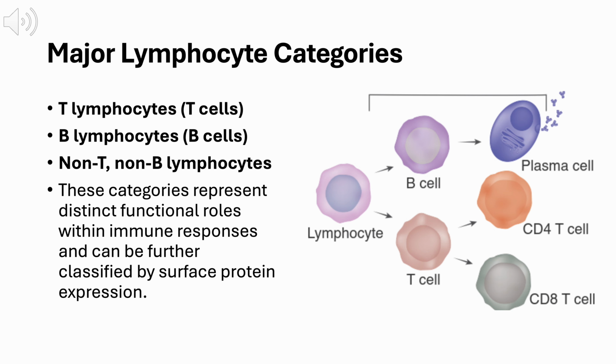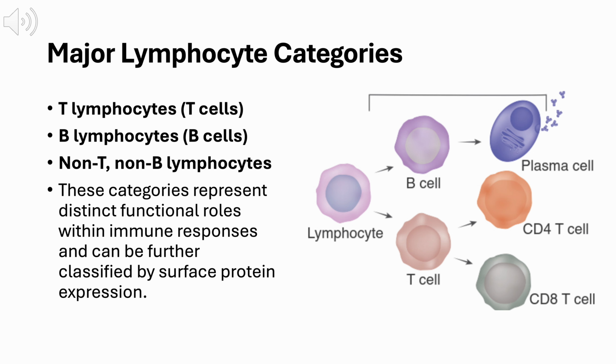Lymphocytes are broadly divided into three major categories: T lymphocytes, B lymphocytes, and non-T, non-B lymphocytes, which include cells such as natural killer cells. Each category has a distinct role within the immune response. As shown in the diagram, B cells can differentiate into plasma cells that produce antibodies. T cells can develop into specialized populations, including CD4 helper T cells and CD8 cytotoxic T cells. These broad groups can then be subdivided further according to the proteins expressed on their cell surfaces.